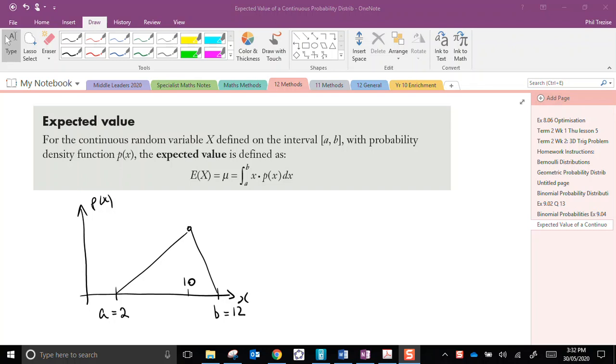Hi everyone, this lesson is a continuation of the last about expected values of continuous probability functions. So here is a triangular distribution. The first task we need is we've been given the lower limit of 2, the upper limit of 12, and we've been told that the peak of the function occurs where x equals 10. Remember, 10 is not the height of this, 10 is an x value. So our job is to calculate the height.